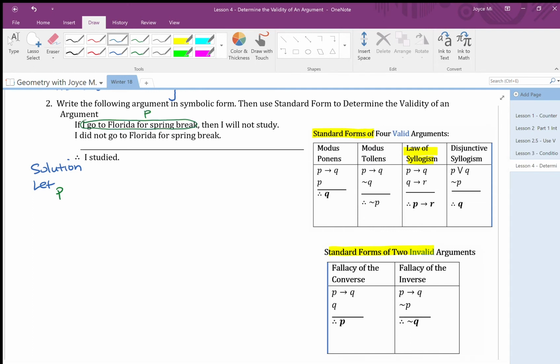So P represents go to Florida for spring break. For the second part, I will not study, but instead of using not study, I'm going to let Q represent I will study. So Q is going to represent I will study.